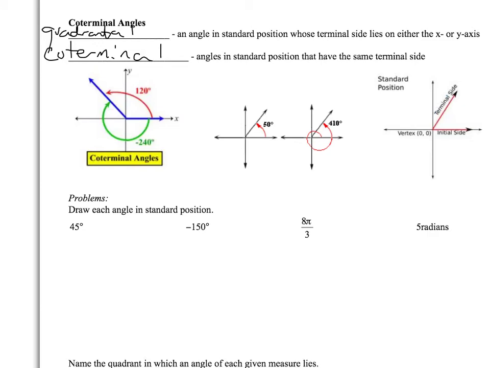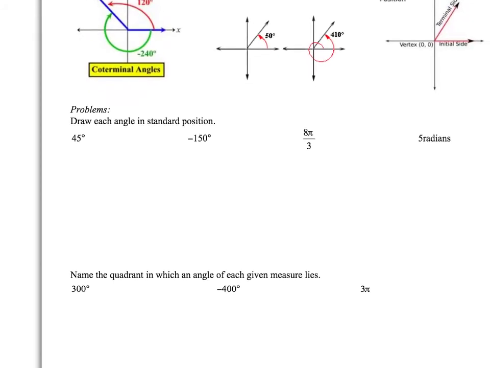First part, just practice drawing angles. It says draw each angle in standard position. So 45 degrees. The x-axis is 0. Top of the y is 90. Halfway around is 180. 3/4 of the way around is 270. And all the way around would be 360. I'm given 45 degrees. I know 45 degrees is between 0 and 90. So I draw my line there and I say it's 45 degrees.